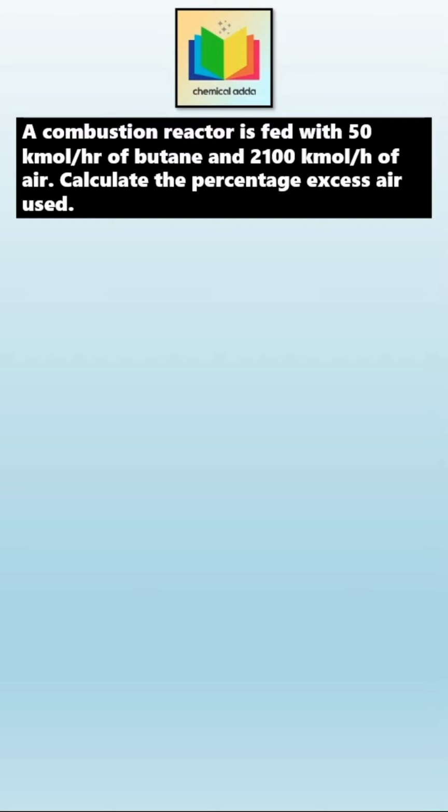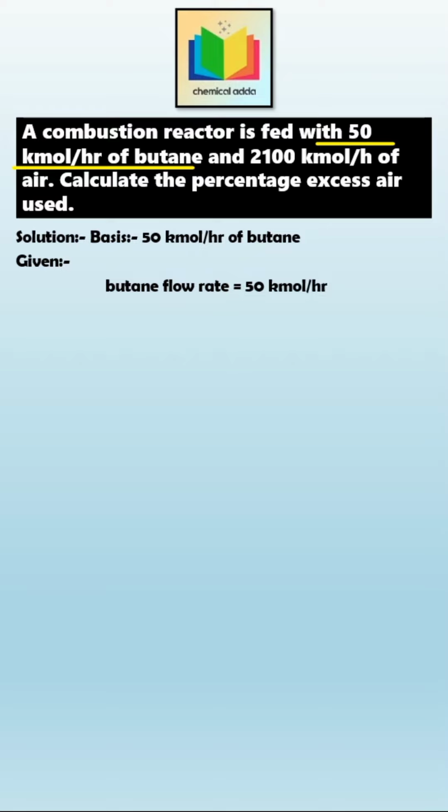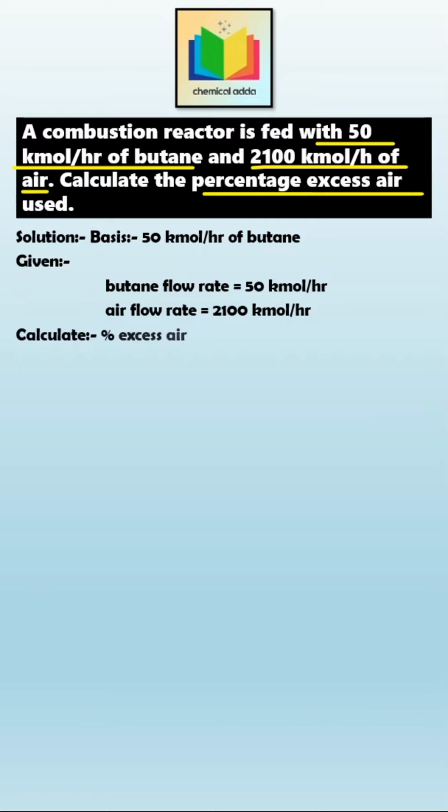So, let's solve it. To solve it, let's take the basis as 50 kmol per hour of butane. Given that the butane flow rate is equal to 50 kmol per hour and the air flow rate is equal to 2100 kmol per hour, we have to calculate percentage excess air. First, let's write the balanced reaction: C4H10 + 13/2 O2 gives 4CO2 + 5H2O.